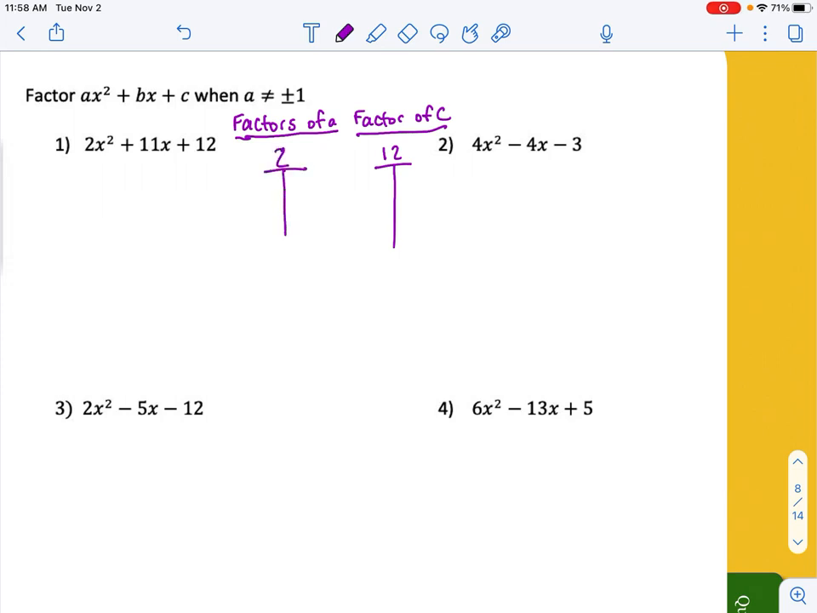So if you look at your factor chart, the factors of 2 are 1 and 2, and the factors of 12 are 1 and 12, 2 and 6, and 3 and 4.